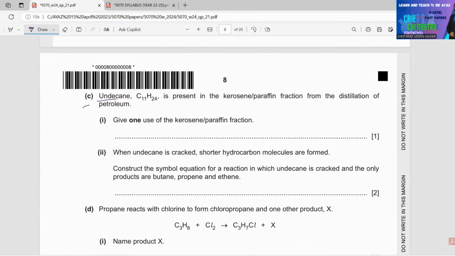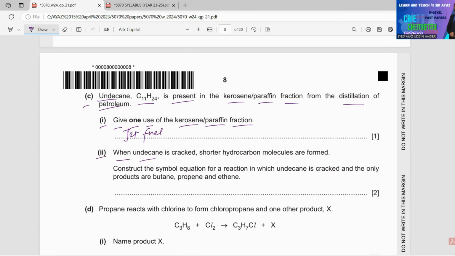C. Undecane, C11H24, is present in the kerosene paraffin fraction from the distillation of petroleum. Number 1, give one use of kerosene or paraffin fraction. It's used as jet fuel. So you write jet fuel.